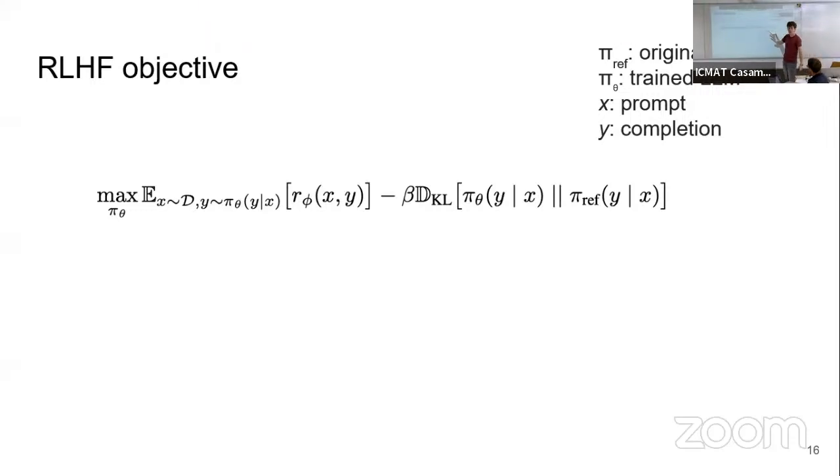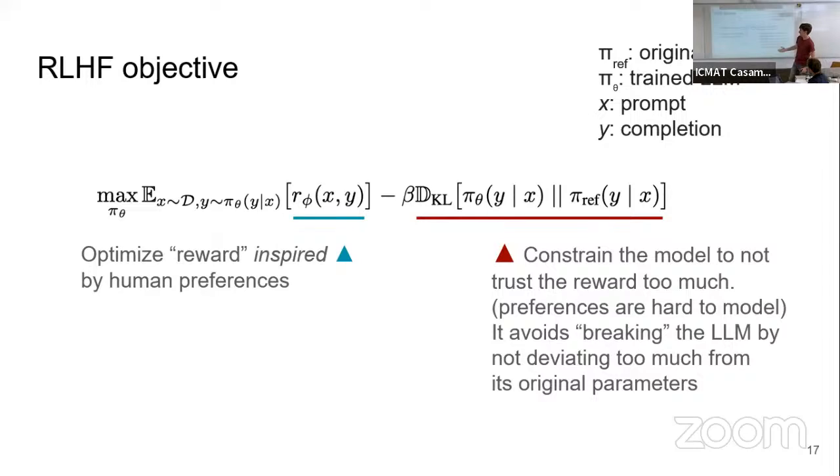It's just an empirical observation of people, okay? But there is an interesting result in a few slides. So yeah, this is the same. We optimize our reward, but we add some penalty term here to avoid breaking the model. It's like a control, okay?